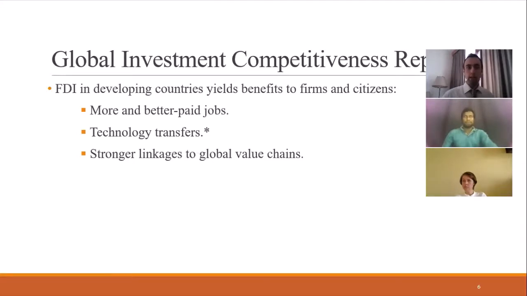Okay, another thing that we understand from this report is that FDI in developing countries yields benefits to firms and citizens, including more and better paid jobs, technology transfers, and a stronger linkage to global value chains.